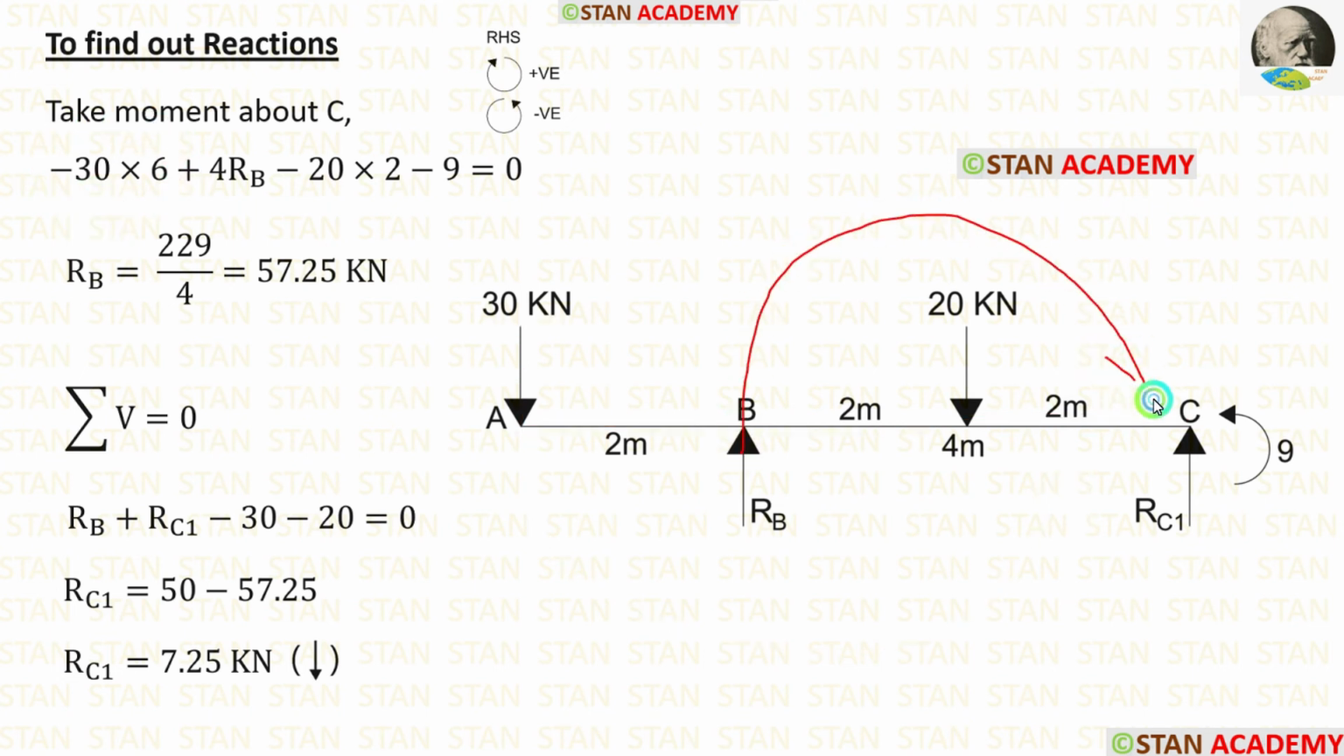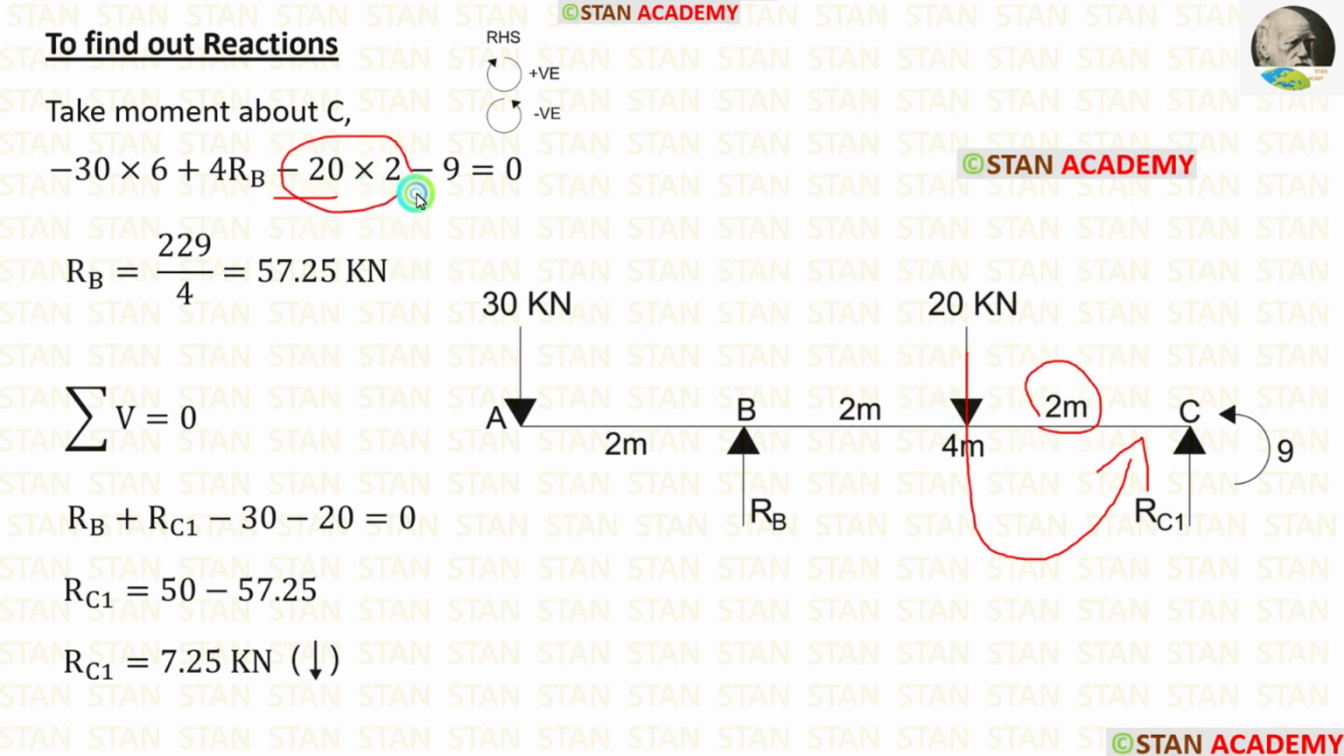RB is acting towards the point C in the clockwise direction, so it will be positive, and the distance is 4, so 4 RB. The point load 20 kN is acting towards the point C in the anti-clockwise direction, so it will be negative, and the distance is 2 meter, so 20 into 2. Finally, there is a moment which is acting in the anti-clockwise direction, so it will be negative. After the calculations, we are getting RB, which is equal to 57.25 kN.